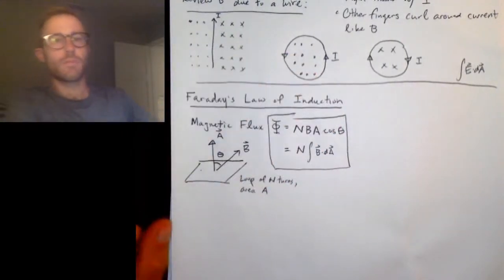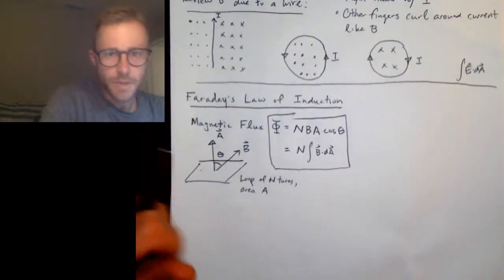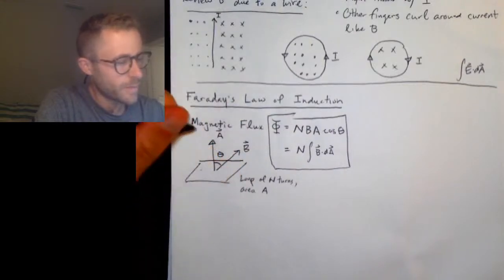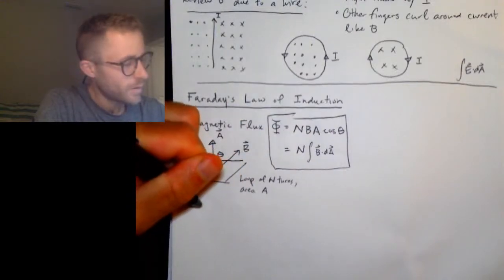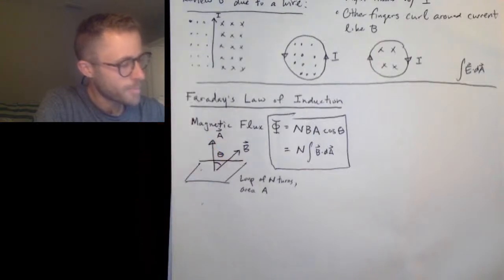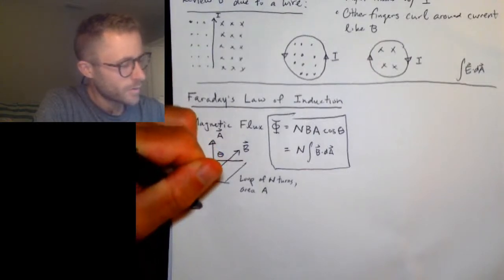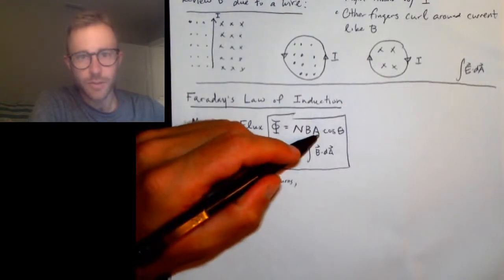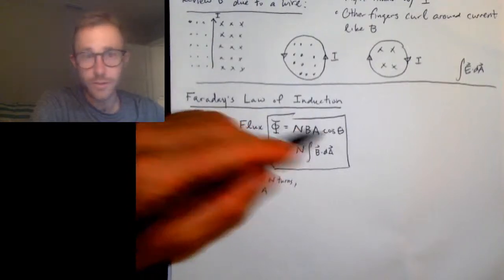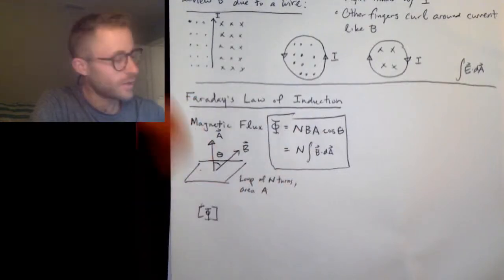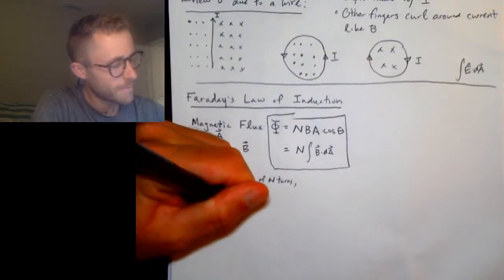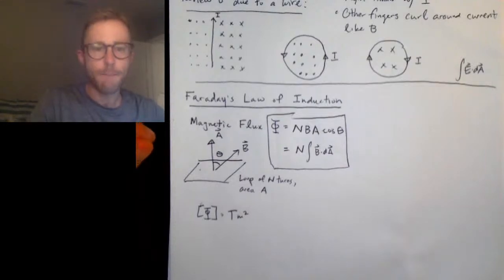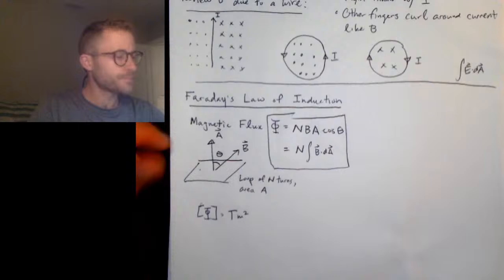Now, obviously, the units of magnetic flux: we can see that it's a magnetic field times an area times two things that are unitless. So that's going to be Tesla meters squared, the units of magnetic flux.